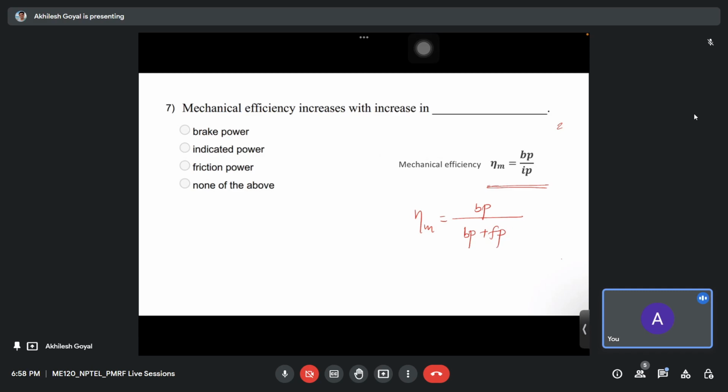Mechanical efficiency increases with increase in, so to increase the mechanical efficiency we need to increase brake power. Okay, if we increase indicated power the efficiency will be reducing. If you increase friction power again efficiency will be decreasing, but if we increase the brake power the mechanical efficiency will be increasing. So here the option brake power is right, indicated power no, reduces, friction power no, reduces. Okay, any doubt? Okay, so let's move to the next question.